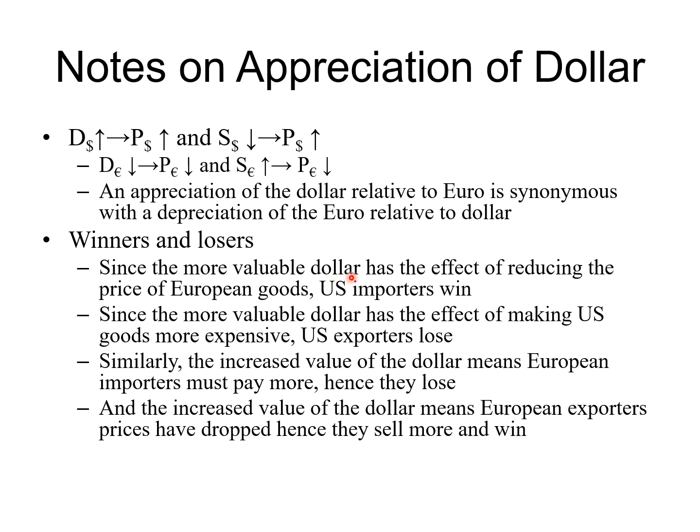Now we talk about winners and losers, and I already kind of mentioned this. The more valuable dollar, okay, the dollar appreciates in value. The more valuable dollar has the effect of reducing the price of European goods, okay, for reasons that we already talked about. It means that a dollar will buy more European goods, which has the net effect, the consequence of reducing the price of European goods. And so U.S. importers win, all right? But the more valuable dollar has the effect inversely of making U.S. goods more expensive. So U.S. exporters lose. All right.